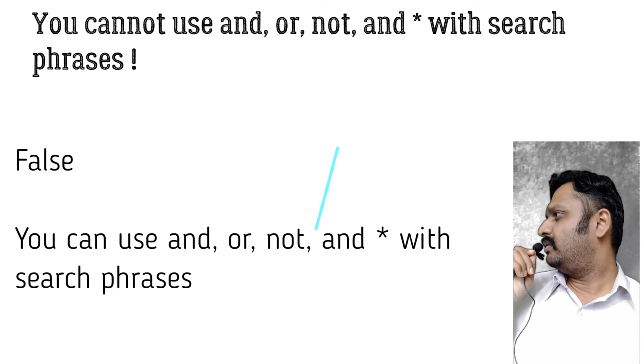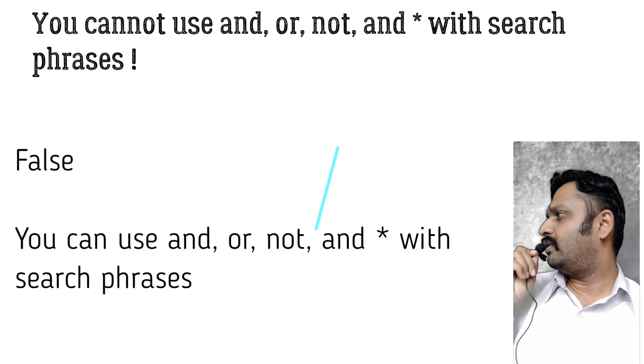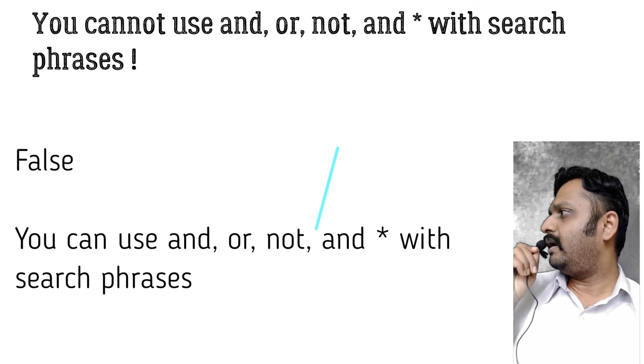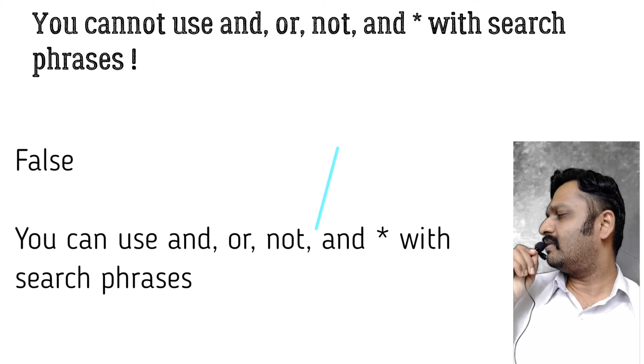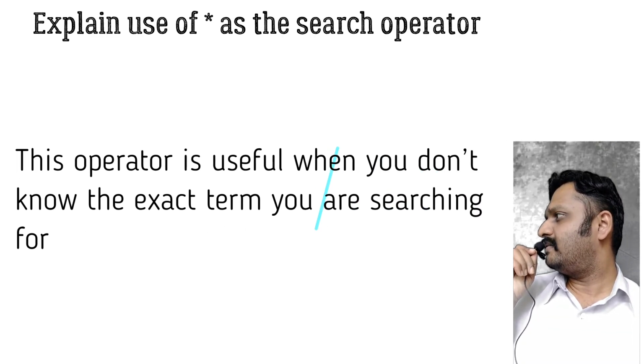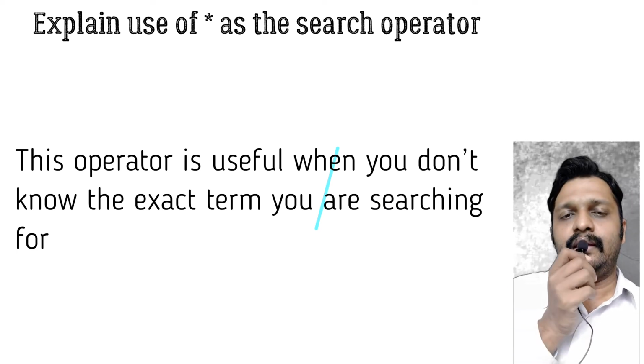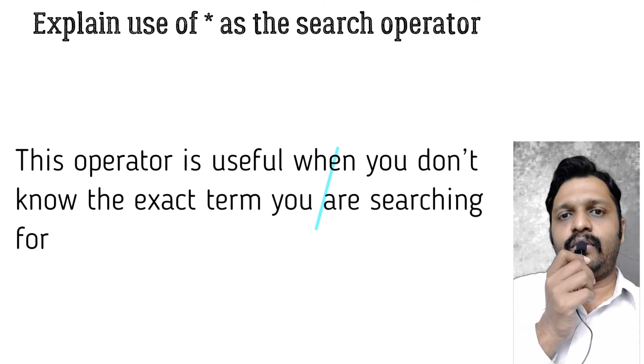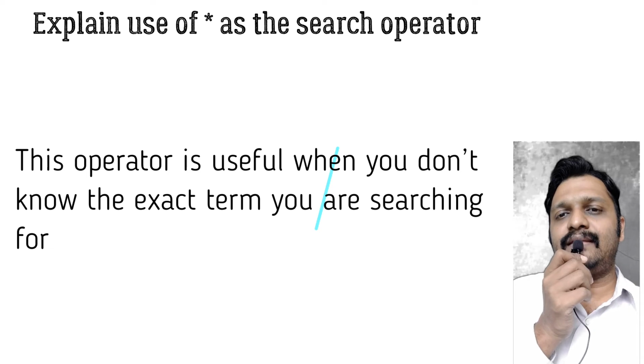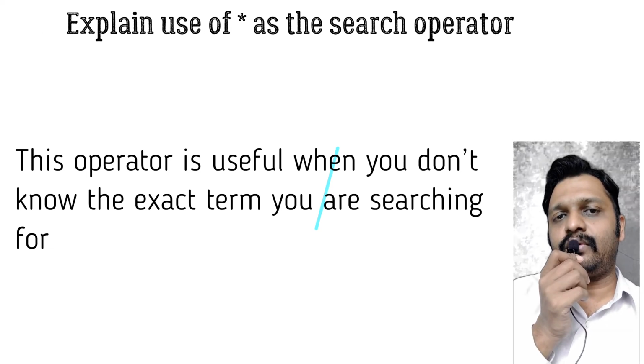Next question. You cannot use and, or, not, and the asterisk sign with search pages. That is false. You can use and, or, not, and the asterisk sign with search pages. Next question. Explain the use of the asterisk as a search operator. This operator is useful when you don't know the exact term you are searching for.